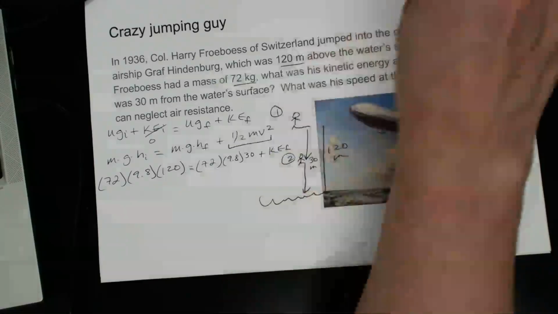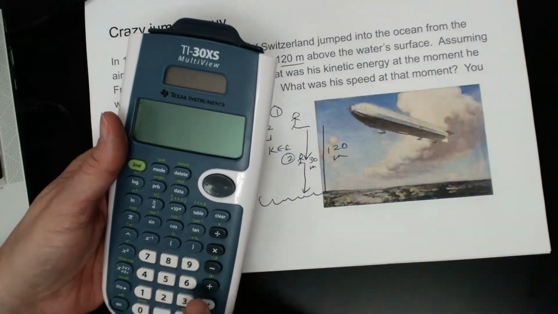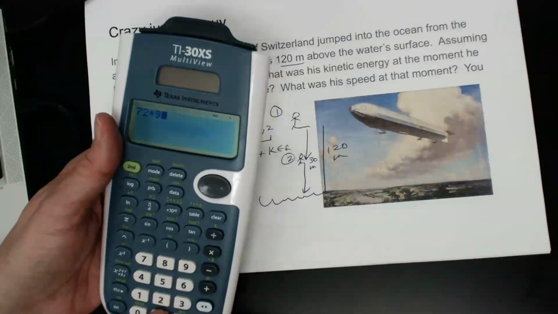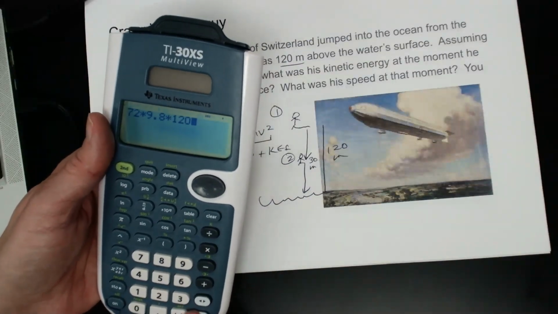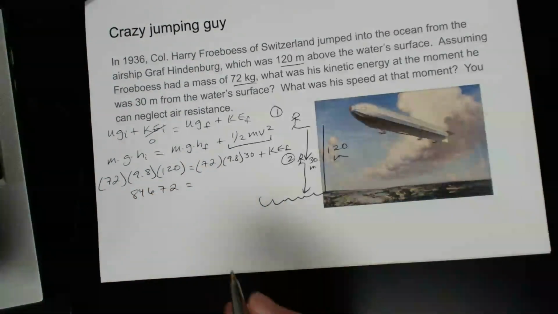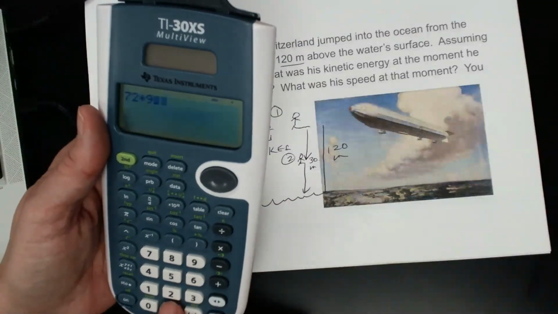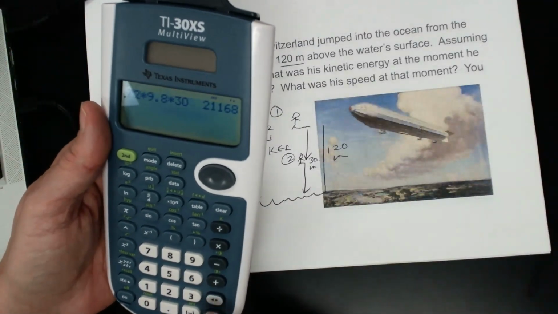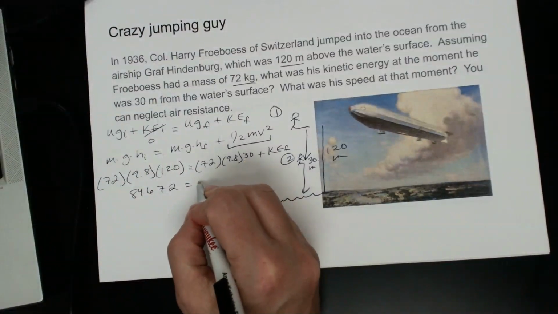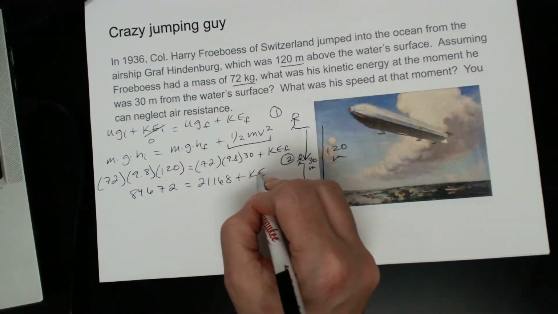Okay. So we got 72 times 9.8 times 120, 84,672 joules equals 72 times 9.8 times 30, 21,168, plus my kinetic energy final.